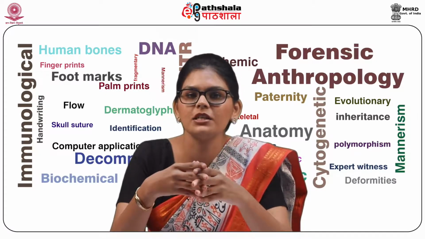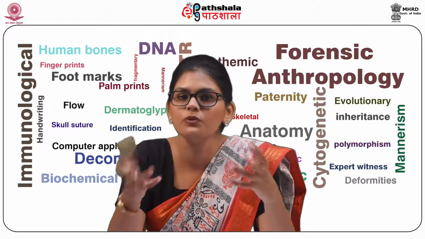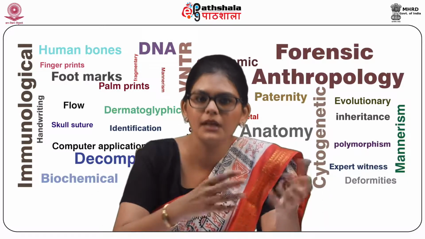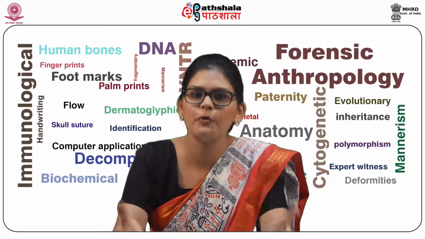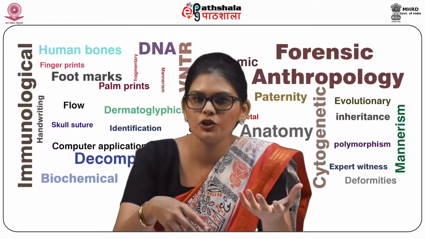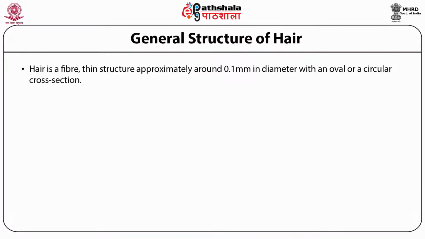Hair is always considered to be associative evidence, its ultimate objective being to associate a suspect and the victim in the act of crime, supported by evidence based on the scientific approach and the crime scene scenario. Hair is a fiber, a thin structure approximately 0.1 millimeter in diameter. It has an oval or a circular cross section.